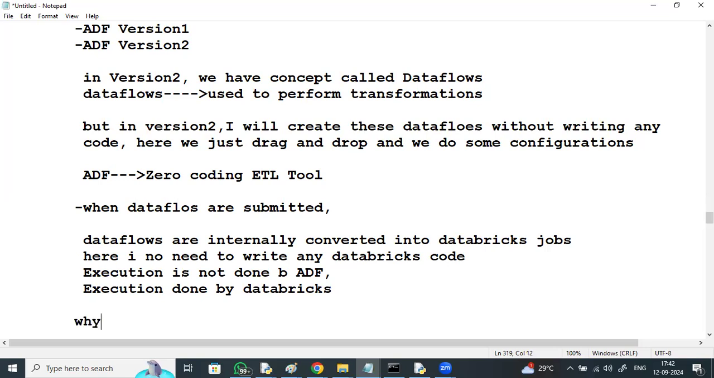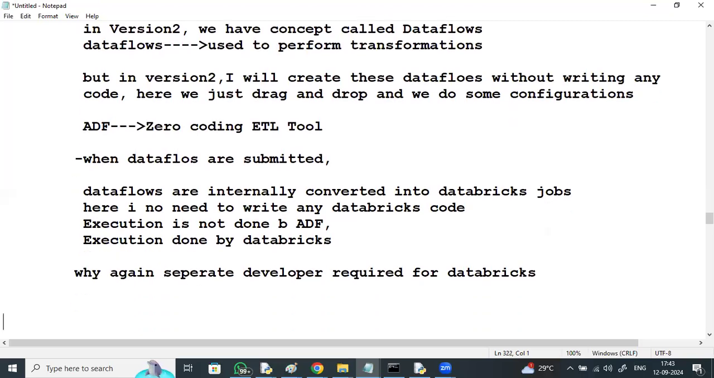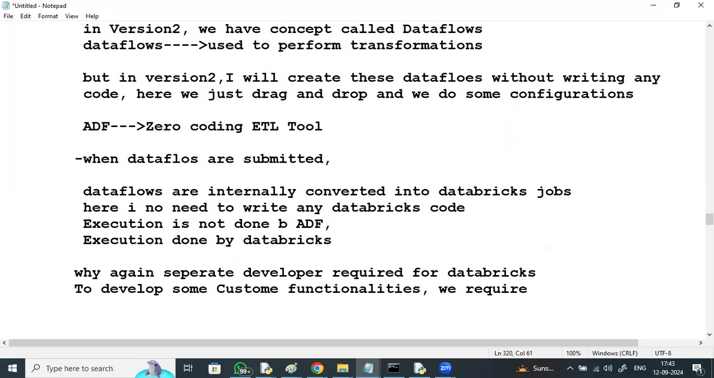You may ask, if everything is taken care of internally and converted, when you are not writing any Databricks code, why is a separate developer required for Databricks? If it is done automatically and we don't need to write any code, why again a separate developer for Databricks? For some custom functionalities, we require a Databricks developer.